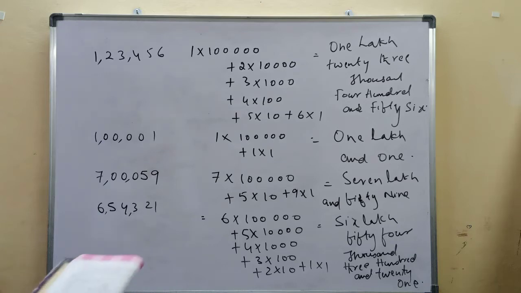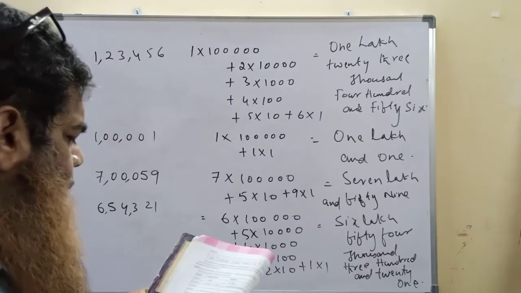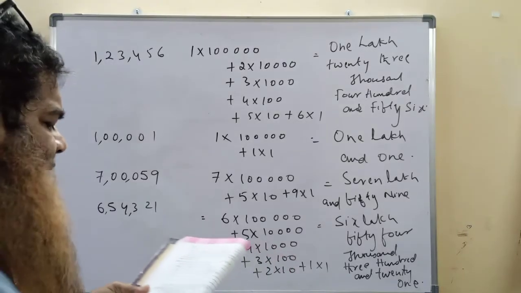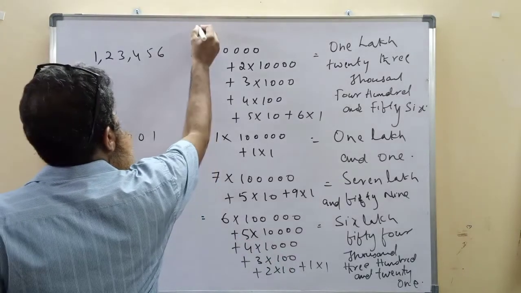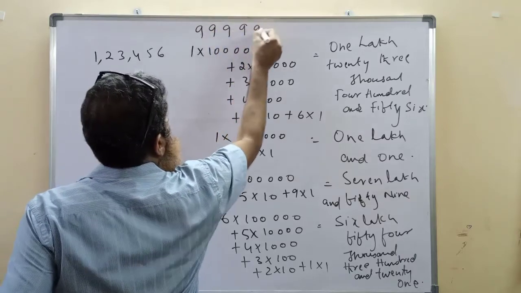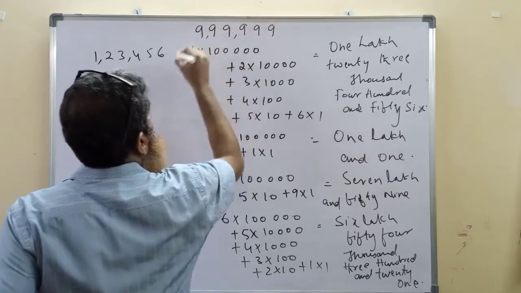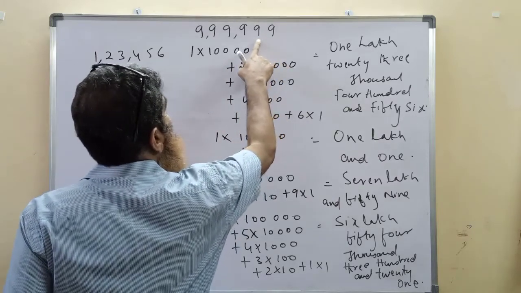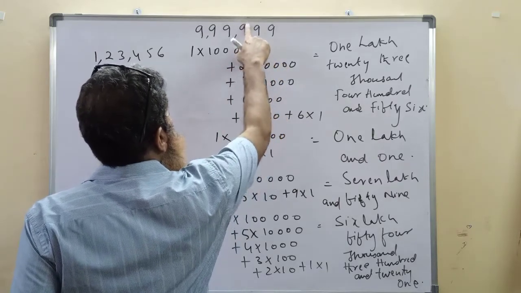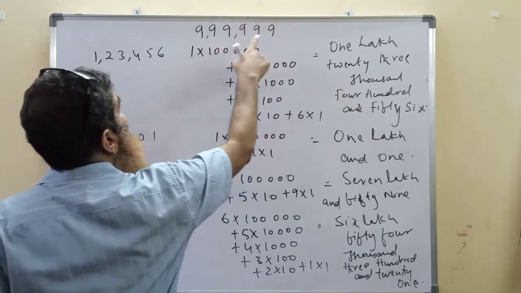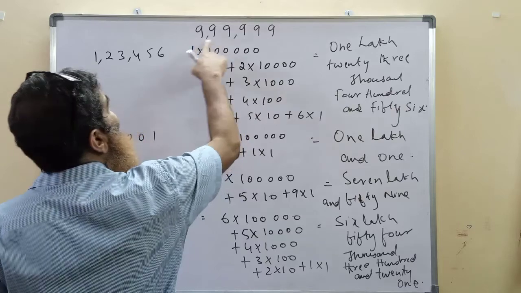The next one in that series is, what number would you get if all digits are nines in a six-digit number? We have 9, 9, 9, 9, 9, 9. We have 6 digits, and all the 6 digits are nines. 9, 99, 999, 9,999, 99,999, then 9,99,999.